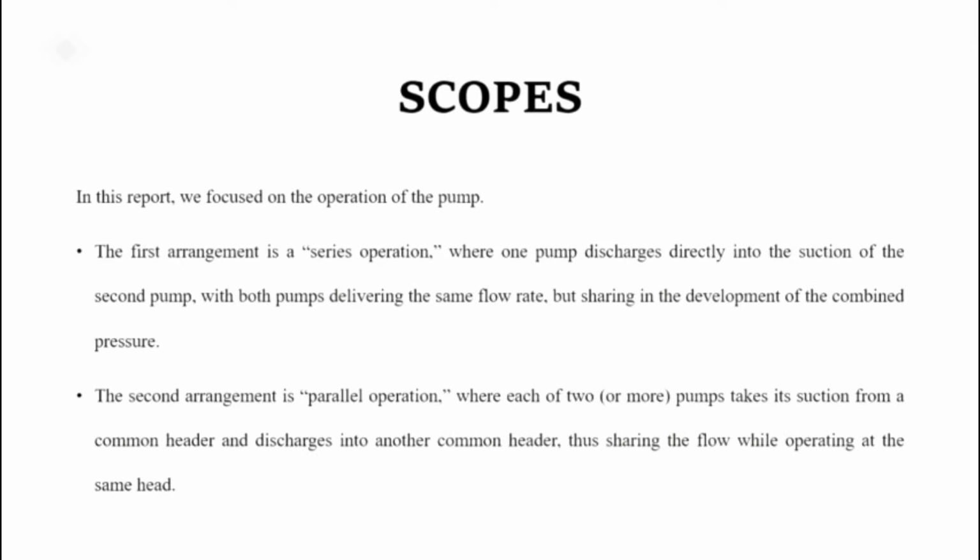So the scope in this report, we focus on the operation of the pump. The first arrangement is a series operation, where one pump discharges directly into the suction of the second pump, with both pumps delivering the same flow rate but sharing in the development of the combined pressure. And the second arrangement is parallel operation, where each of two or more pumps takes its suction from a common header and discharges into another common header, thus sharing the flow while operating at the same head.